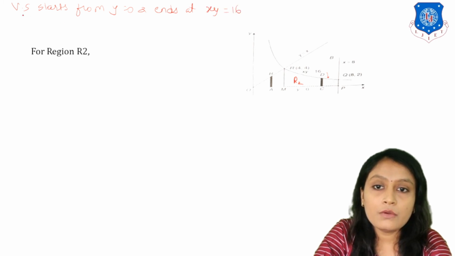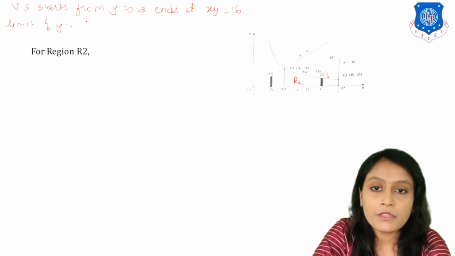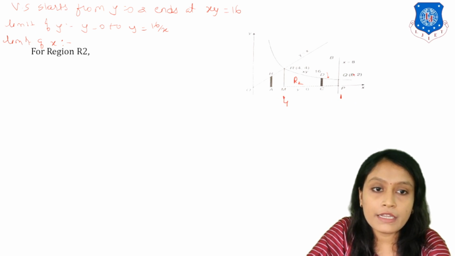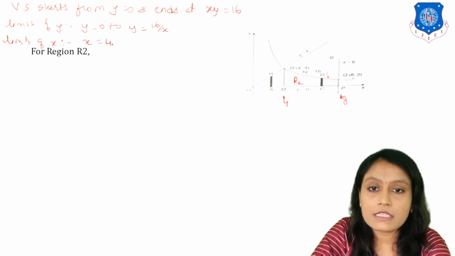Okay. Now here we are taking vertical strips, so we will write limit of y. So limit of y is what? y is equal to 0 to, make y subject here, so you will get y is equal to 16 upon x. Okay, and next we will write limit of x. Now you can see x moves from here to this point. Now here the x coordinate is 4 and here the x coordinate is 8, right? So here limit of x is equal to 4 to x is equal to 8.